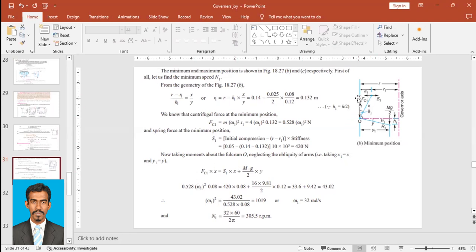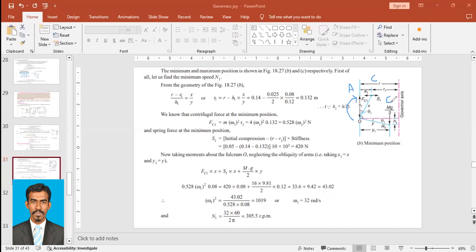Now we have three forces on this ball: FC1, which is the centrifugal force due to the motion, S, the spring force, and mg due to the weight of the sleeve. If you take moments about O, FC1, the centrifugal force, is in the anti-clockwise direction. S1, the spring force, is in the clockwise direction, and the weight of the sleeve is also in the clockwise direction.